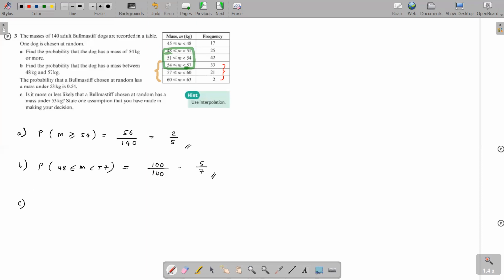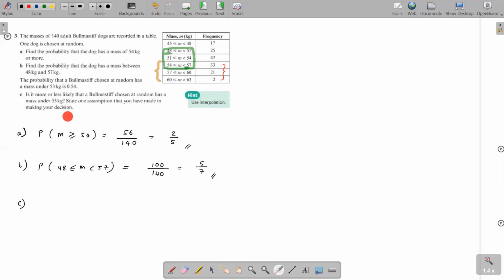Okay, so let's move on to part C. The next question, they say the probability that a bull mastiff chosen at random has a mass under 53 is 0.54. Okay, so they have given that, right? Is it more or less likely that a bull mastiff chosen at random has a mass under 53 kilograms? State one assumption that you have made in making a decision.